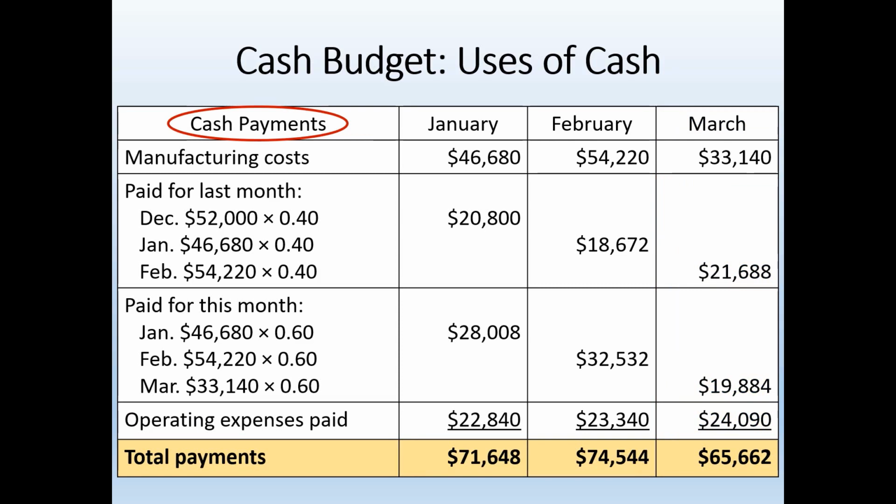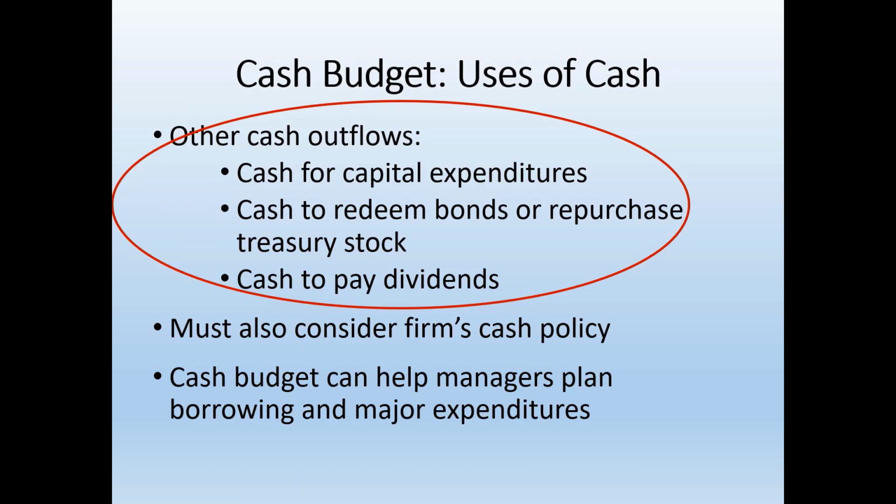Altogether, this cash use schedule shows how much cash the firm should expect to pay in the first 3 months of next year. The firm should also think about any other plans for spending cash. For example, the firm may plan capital expenditures, like buying some machinery or a building, or investing in stocks or bonds of other firms. A firm might also plan to redeem its bonds or to repurchase some of its own stock as treasury stock. Or the firm might plan to pay a cash dividend.